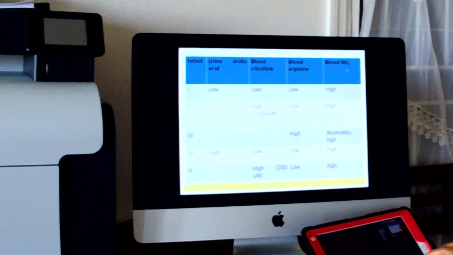The urea cycle has 5 enzymes. The very first enzyme is carbamyl phosphate synthetase 1. The second enzyme is ornithine transcarbamylase. The third enzyme is arginine synthetase. The fourth enzyme is argininosuccinate lyase. The fifth enzyme is arginase. These are the enzymes in the urea cycle.